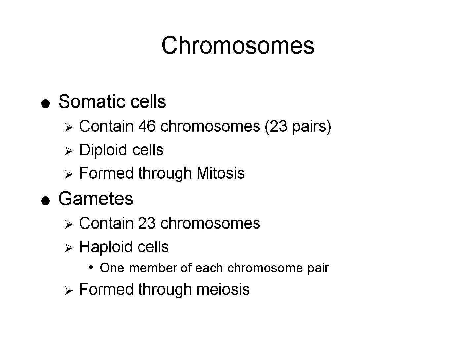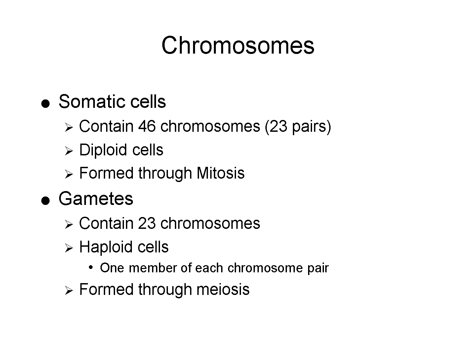In the human body, there are 2 main types of cells when it comes to chromosomes. Somatic cells are the cells that make up most of our body tissues and organs. They contain 46 chromosomes, arranged in 23 pairs, and are called diploid cells. Somatic cells are formed through the process of mitosis.